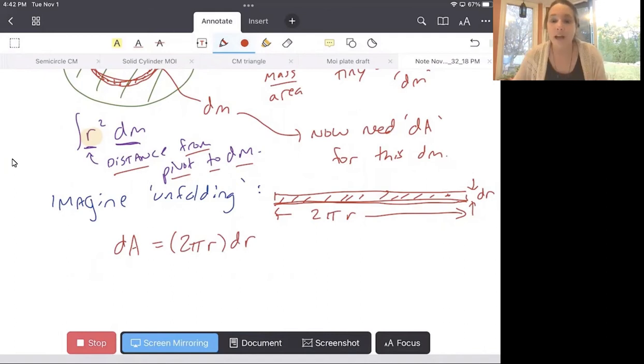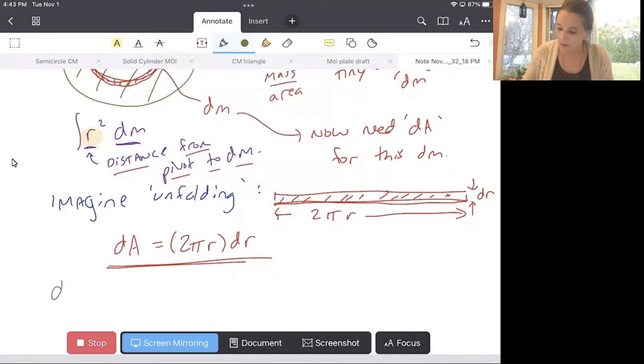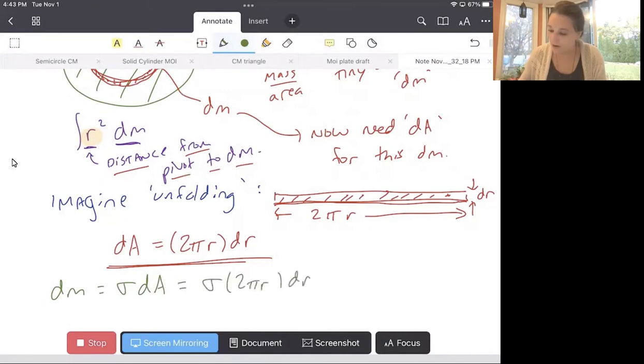Once I know dA, I'm pretty much done because the rest is just figuring out what the areal density is and then figuring out what to integrate from. So I'll show you for this particular one how to do that so that we can see it the entire way through. Once I have dA, I can put this into dm. So my dm is equal to my sigma dA, which is equal to sigma 2 pi r dr.